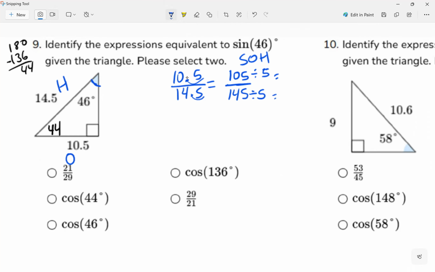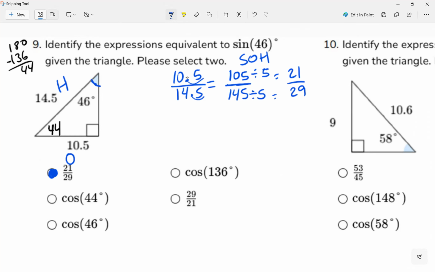I know 105 divided by 5 is 21. 145 divided by 5 is 29. And I see that. That's one of my choices here. Okay, cool. So that fraction is equivalent to sine of 46. However, it said I had to choose two. Okay, so there's another one of these.